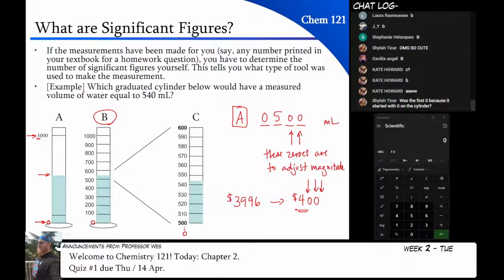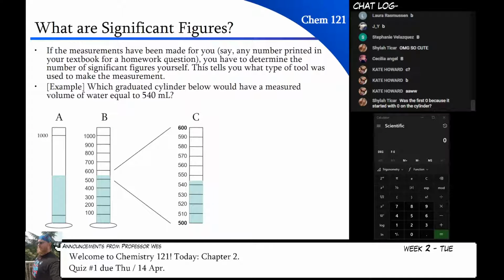Oh, boo, I erased a 0. Was the first 0 because it started with 0 on the cylinder? Yes. So I have a mark here at 0, and my object fell between these two marks that I put in red, so I have 0,000, which is why we had to do that. So for A, you should write 500 as the volume of the graduated cylinder. I didn't mean to do that. We'll just write again. Oops, that's not the pen tool. There we go.